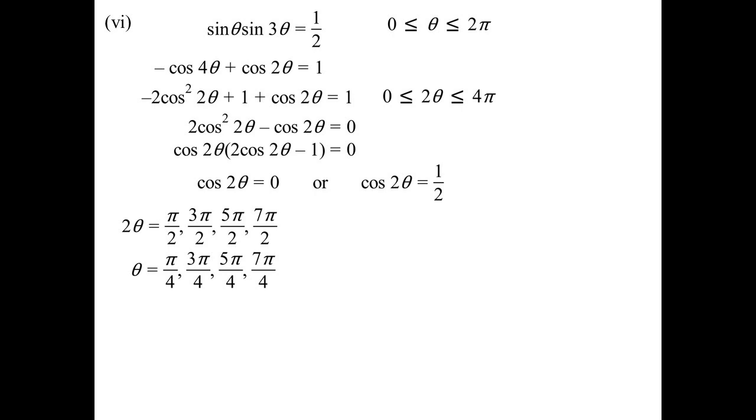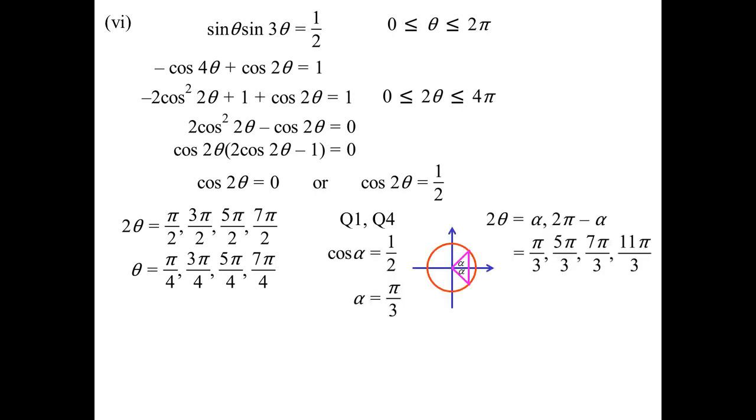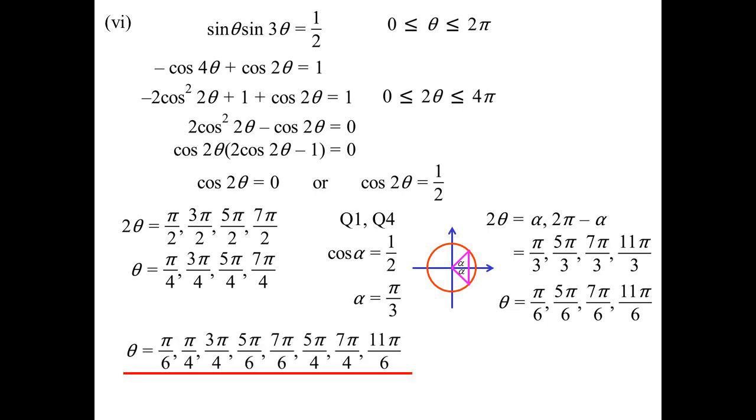Cos 2 theta is a half, first or fourth quadrant. Acute angle pi on 3. There's my possibilities for 2 theta. Divide. Now comes the fun, putting them in order. Come on, it's much more fun than just writing all of them down. Which one's bigger than which? Well, that's where you've got to know your fractions, isn't it? So we go pi on 6, pi on 4, 3 pi on 4, 5 pi on 6, and so on.